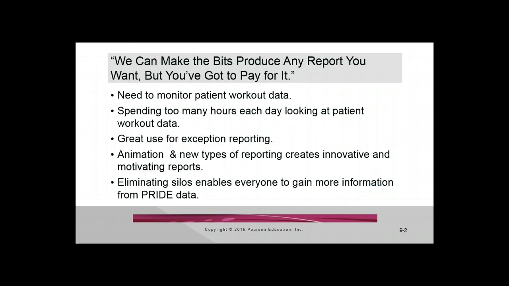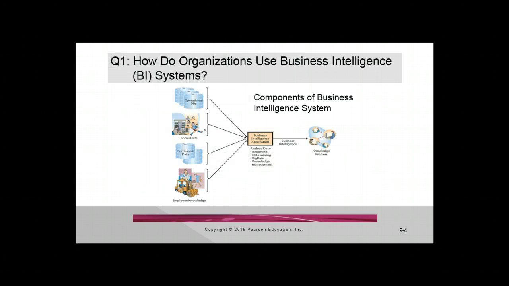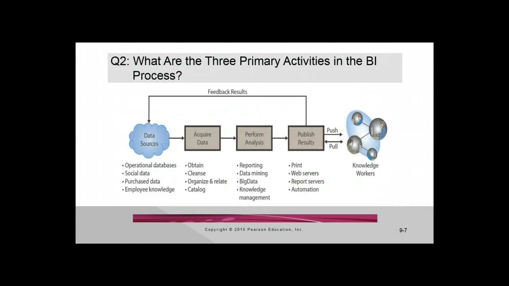Some of the stuff we went over: where does this data come from was one of the first things we said. A lot of times it comes from operational data, just transactions that happen. People buy stuff, people register for classes. That's operational data. Sometimes it comes from social data, like relationships. Sometimes we buy it, and sometimes it comes from employee knowledge. That is the start of it. It goes into business intelligence systems, and then we make some decisions.